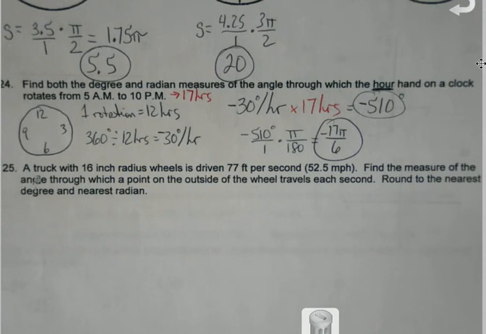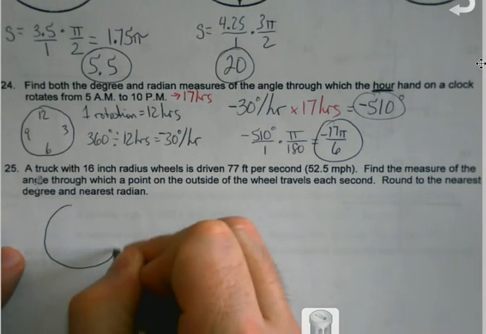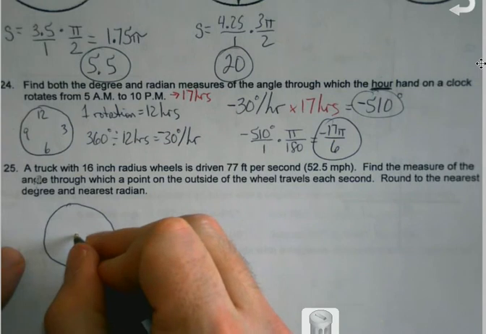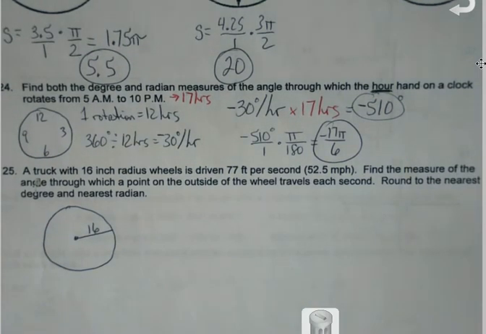I kept trying to do everything with formulas, and then I decided, you know what, maybe I should draw a picture. So I started to draw a picture, and all of a sudden it just clicked. It's amazing how that can work sometimes. So I've got a truck that has a 16-inch radius wheel. That's driven 77 feet per second.